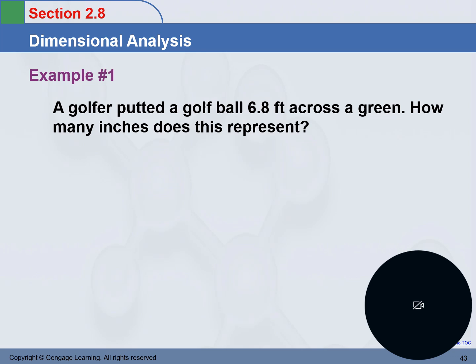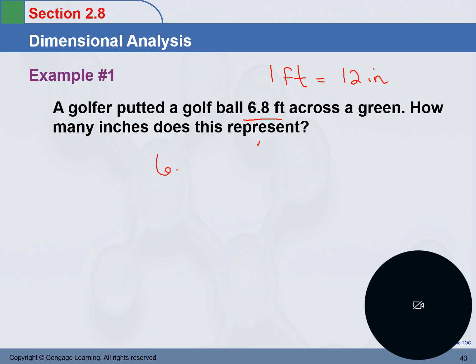So here's an easy example of using dimensional analysis in order to solve a problem. A golfer putted a golf ball 6.8 feet across the green. How many inches does it represent? So we need to know that 1 foot is equal to 12 inches.